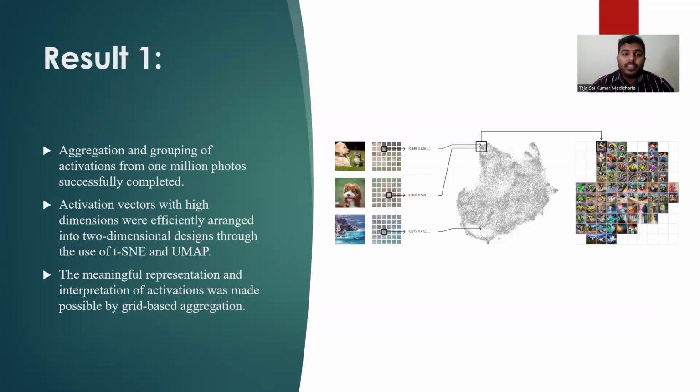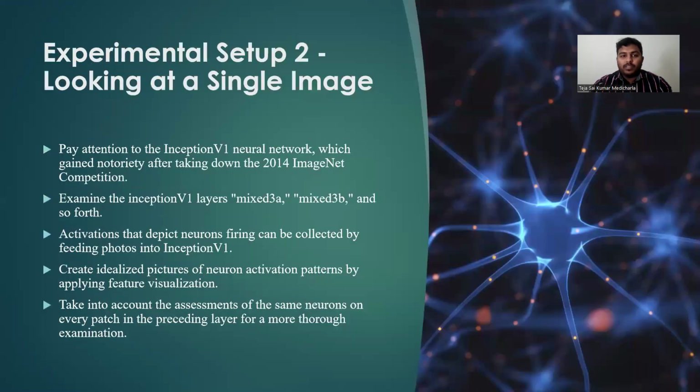Result 1: aggregation and grouping of activations for 1 million photos successfully completed. High dimensional activation vectors are arranged using two methods, t-SNE and UMAP. Meaningful representations and interpretations of activations were made possible by grid-based aggregation.